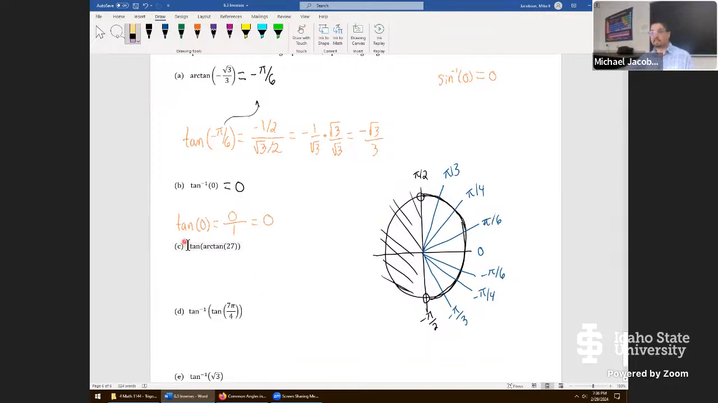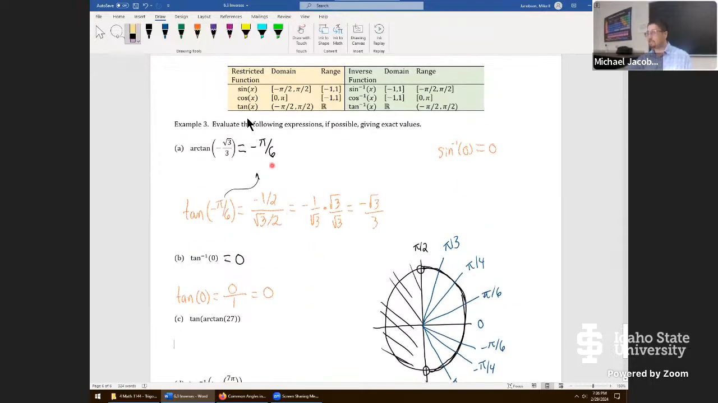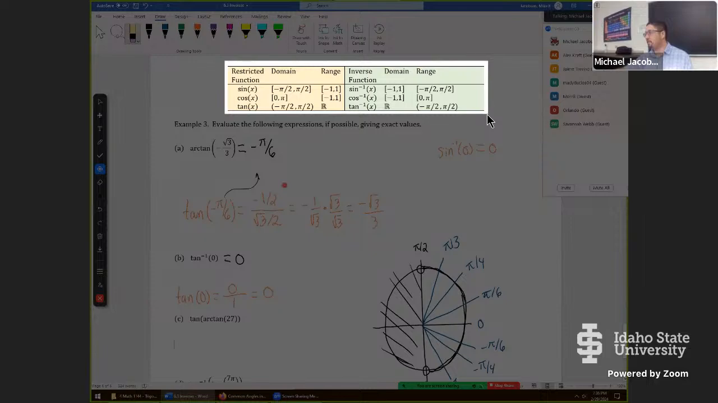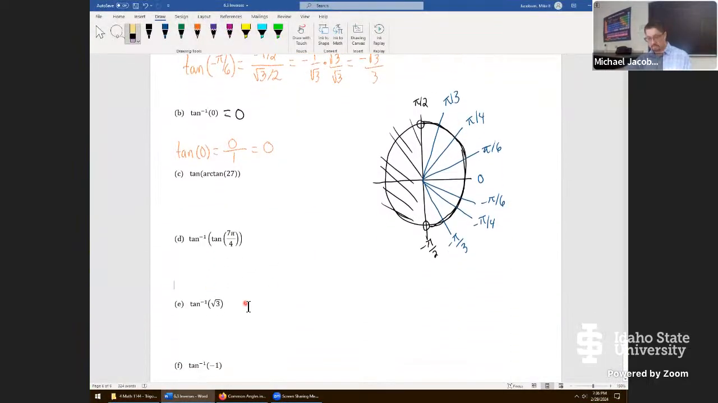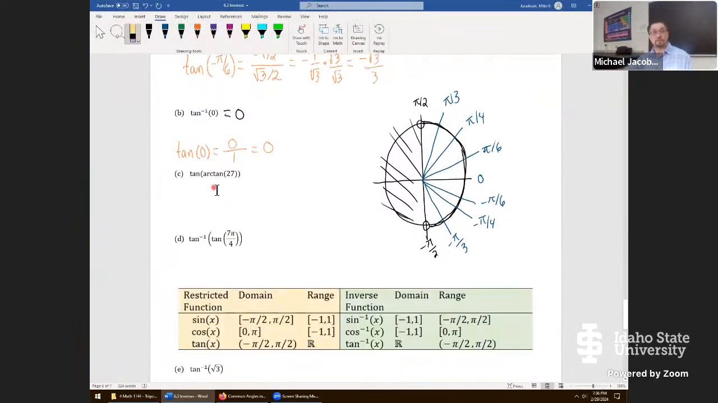That takes us to this thing, tangent arctangent 27. Let's take this with us as we think about that one. This one's kind of confusing because we saw something pretty similar to that. We did a problem that went cosine inverse of 3, and it is absolutely undefined.